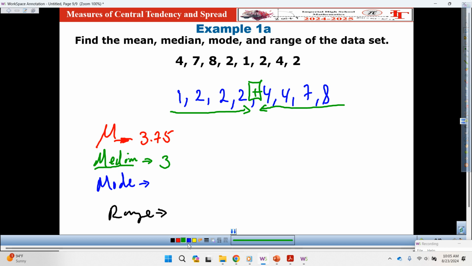Okay, not bad. Mode. Everyone, what's our mode? 2. That is correct. That's the one that repeats the most. And everyone, the range. 7. That is correct. Send me your stuff, please.